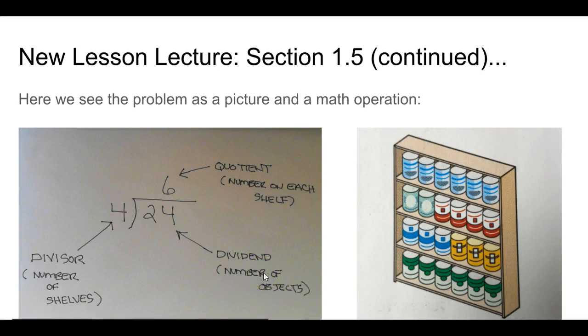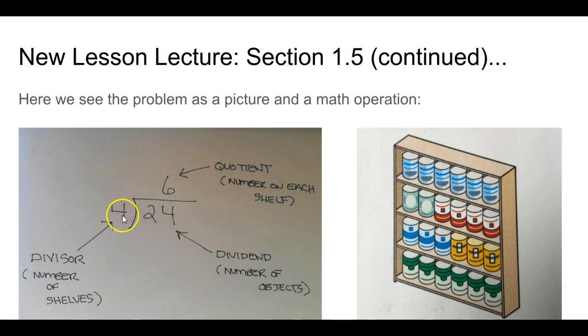Just like with subtraction, you have the minuend, that's the number you start out with. Then you have the subtrahend, which is the amount that you take away from the minuend. And then whatever is left is called the difference, right? So here, the number that you start out with is called the dividend. That's the number of objects that you start out with before you separate anything.